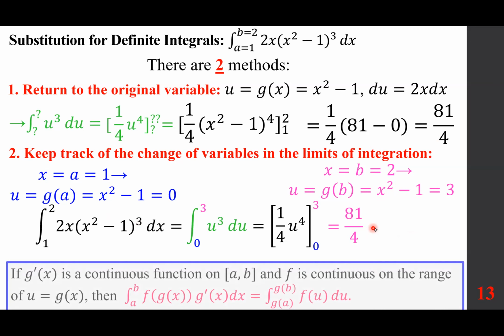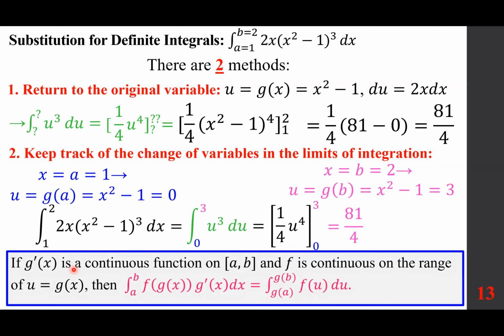And so the tip is, if g prime of x is a continuous function on the closed interval of a to b, and f is continuous on the range of u or g of x, then the integral of a to b f of g of x g prime of x dx is the integral of g of a to g of b f of u du. I hope you realize this is g of a, this is g of b, where u or g of x is x squared minus 1, where a is 1 and b is 2. That's the concept. You have to memorize that, understand what we did here.